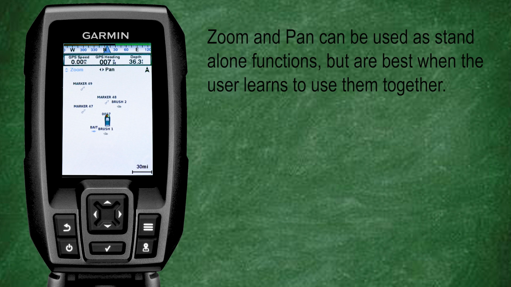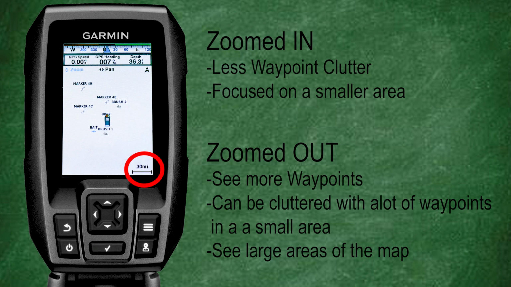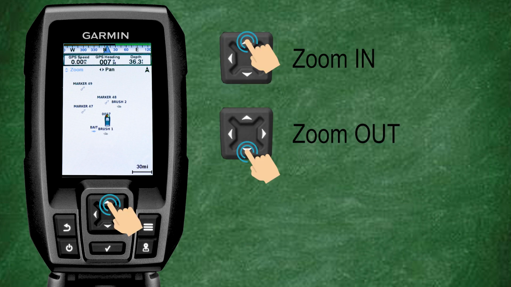We'll start with the zoom function. In the lower right hand corner, you'll notice that we're currently zoomed out pretty far at 30 miles. Though 30 miles is a long distance, it gives you a good view of many of our waypoints that are spread out across this body of water. Now, by pressing the up arrow on the arrow keypad, we'll zoom in on the current location, which will use the boat as the center point.